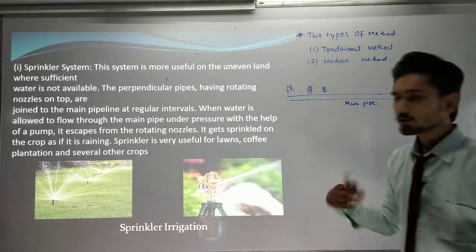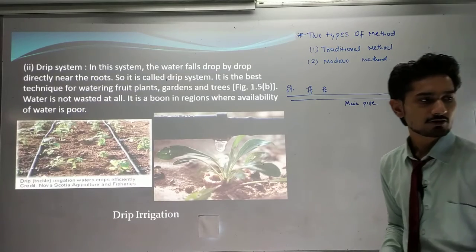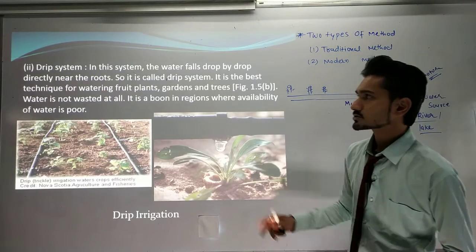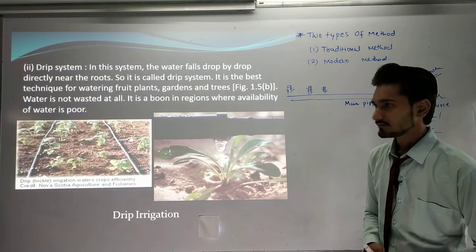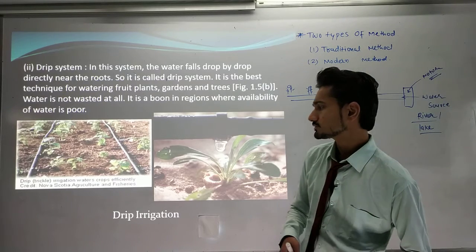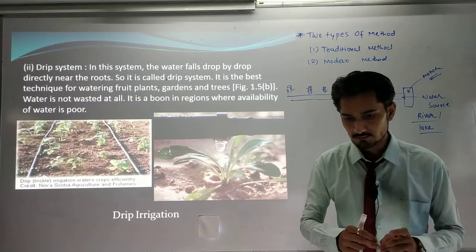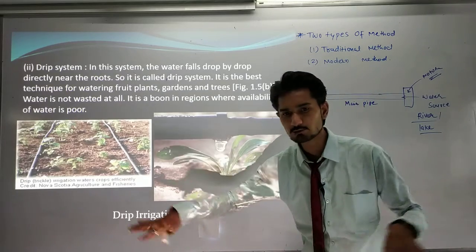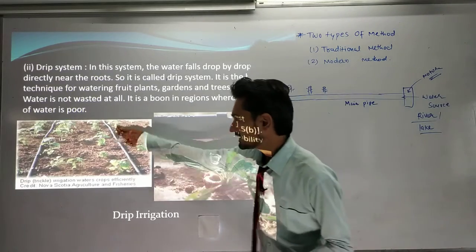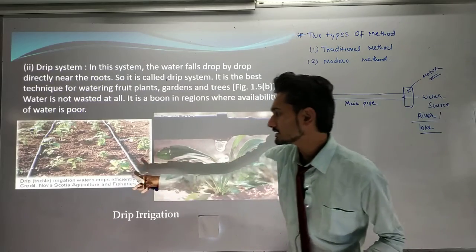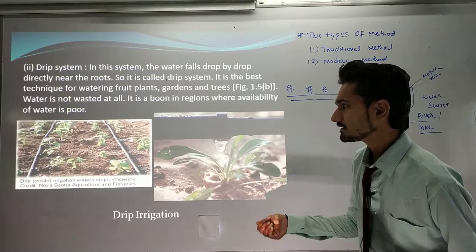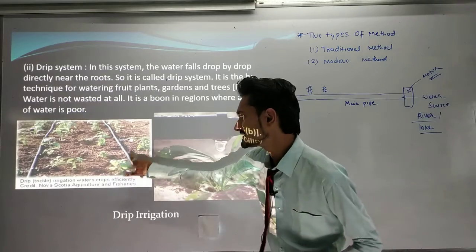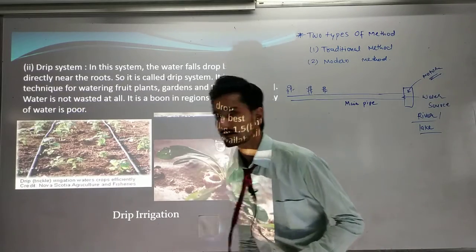Going on, the next system is known as the drip system. So what is a drip system? Generally, in this system we put a nozzle at each and every plant that we have grown in the field. Like that, and here we have made holes in the nozzle. Now wherever we circulate the water, each individual plant gets the water.